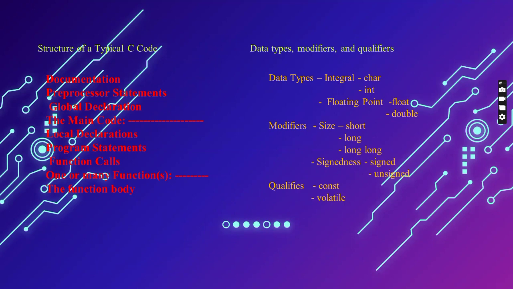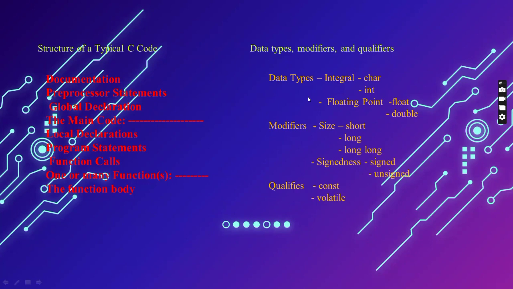So for a typical C code, we have the documentation, the pre-processor statement, the global declaration, and the main code. In the main code, we have the local declarations, the program statements, then the function calls. After that, we write the functions, then you will have the function body.